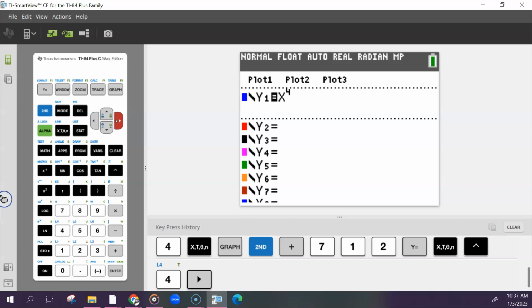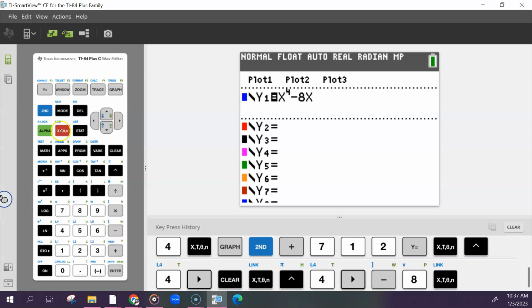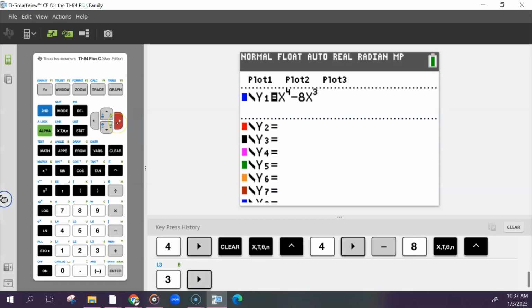How do you get there again? X by alpha. This little top hat caret, whatever you want to call it, above the division sign. And then go to the right to come out of it. Minus 8x to the 3rd. Plus 5x squared. Plus 14x.